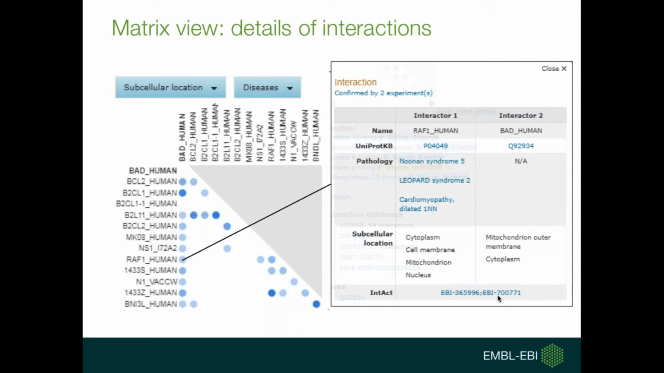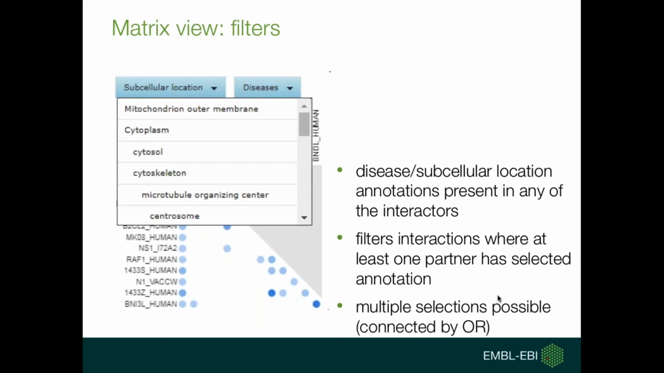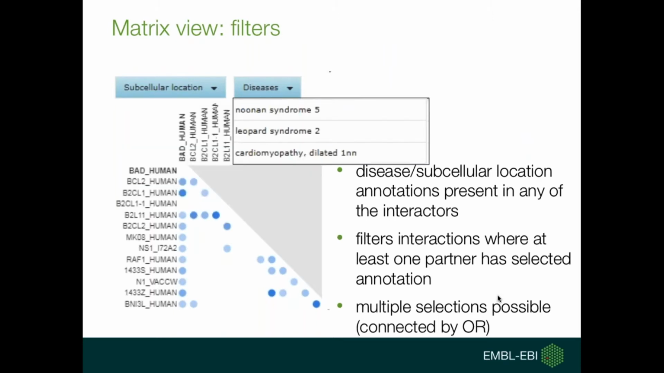Listing pathology or involvement in disease and subcellular location might be of interest here because sometimes one would like to look at protein interactions in the context of disease or in a particular compartment. In order to facilitate this, the matrix view contains filters, both for subcellular location and disease. Basically, these filters are collections of all the annotations for either of the two annotation types that are present in any of the interactors. Selecting one of them filters for the interactions where at least one of the partners has the selected annotation. Multiple selections are possible and are connected by OR.